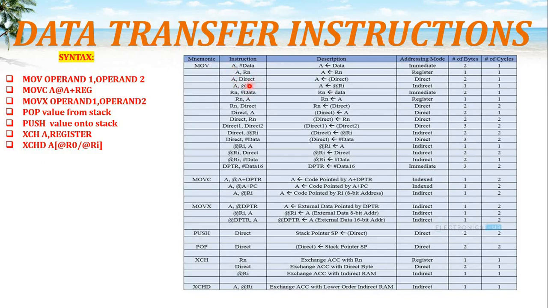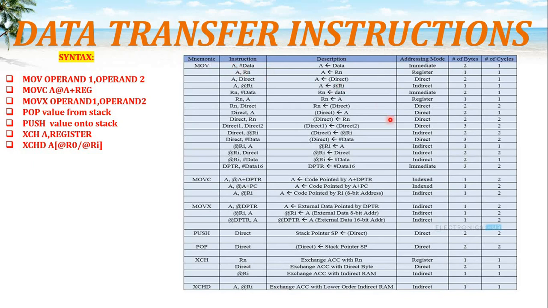From direct addressing to accumulator. That is the arrow mark given on this side. That is, data is moving from left to right. That is the instructions. Not only for the move instruction, for all instructions in 8051, the data will move from left to right. Here, if a hash is indicated before any value or an address, it is going to use an immediate addressing mode. It is going to transfer the data immediately from one destination to another.